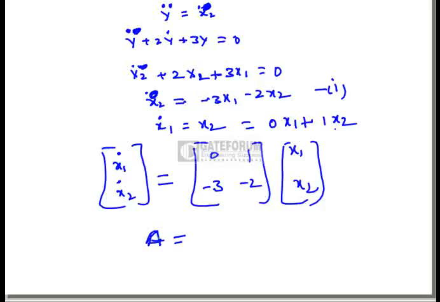The state equation A is 0 1 minus 3 and minus 2. So this is our state equation, and A is a state matrix. So now A is a state matrix. So we have to go for option A.